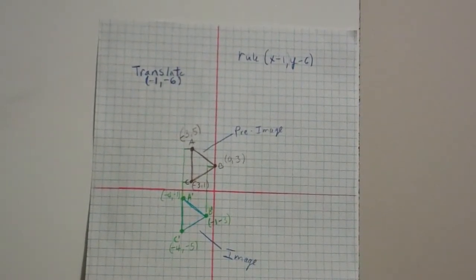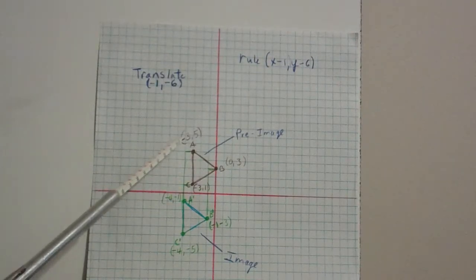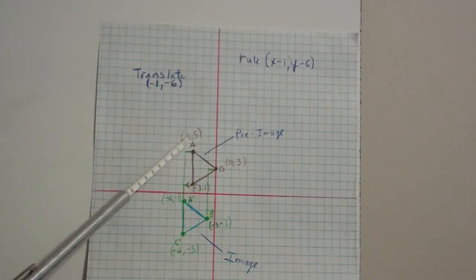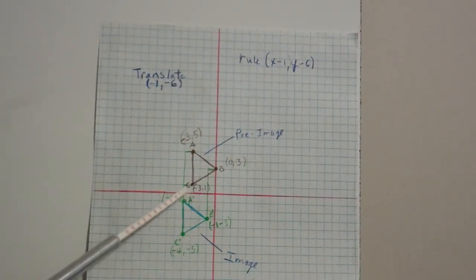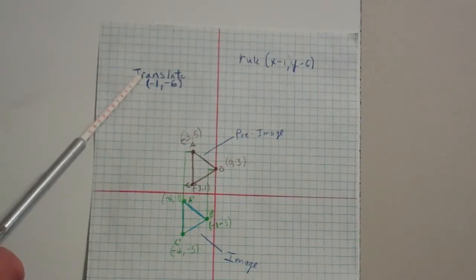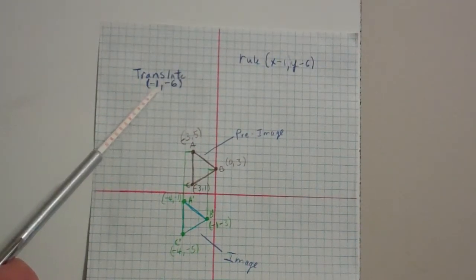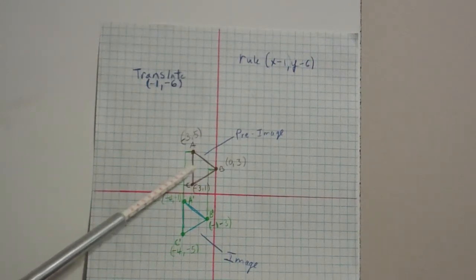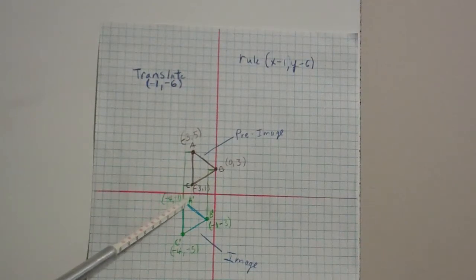Alright, so on this one, my pre-image is in brown. I have negative 3, 5, and that's A. I have 0, 3, and that's B. And I have C is negative 3, 1. And my rule for this one, or what I'm being asked to do, is to translate this negative 1, negative 6. So with A, I'm going to move it negative 1 to the left, and then negative 6 down. And I'll end up at negative 4, negative 1, and that's A prime.